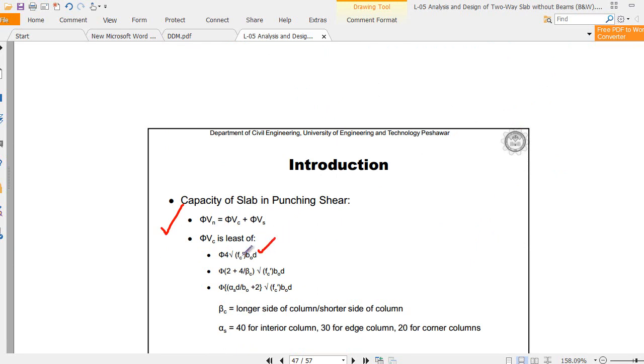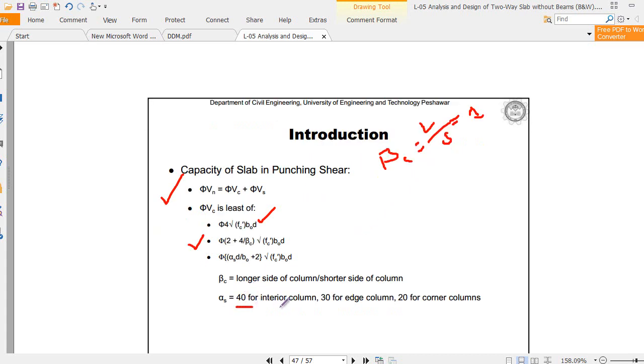So your shear capacity of your concrete and slab will be equal to this one. In this formula, beta C is basically the column's longer side to shorter side ratio, and for a square column it is equal to 1. And alpha S is also a factor: 40 for interior column, 30 for edge column, and 20 for corner column. So you just plug in b naught, your critical parameter, and d, your effective depth. You have to calculate the values of these three equations and select the minimum one. Clear? That will be your punching shear capacity of your concrete.